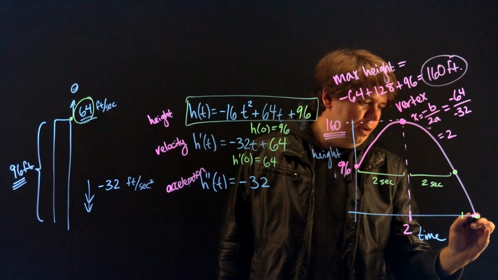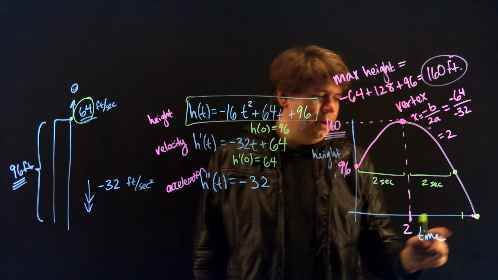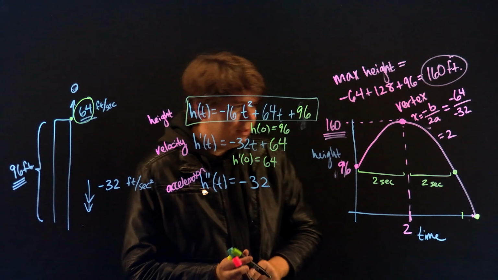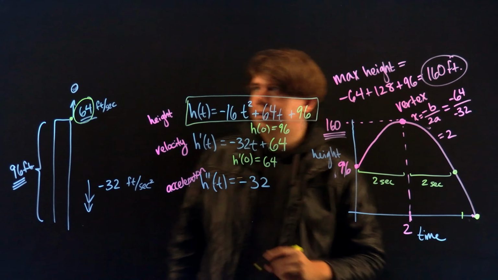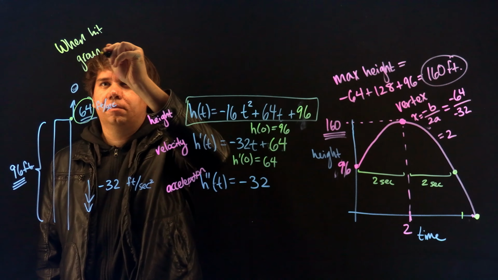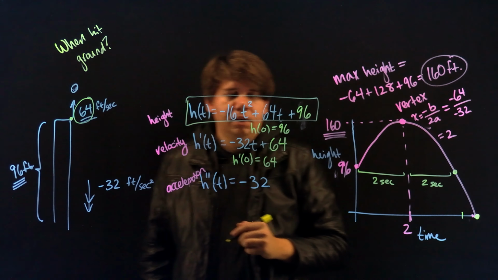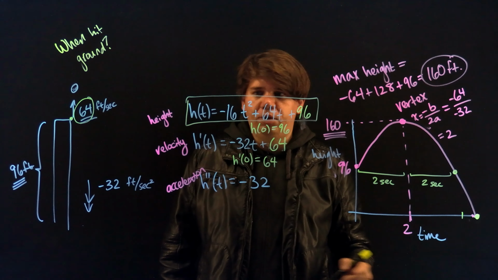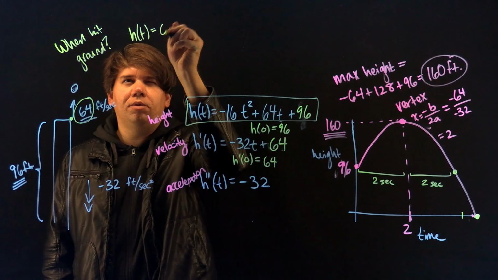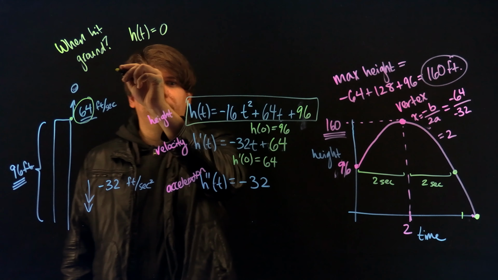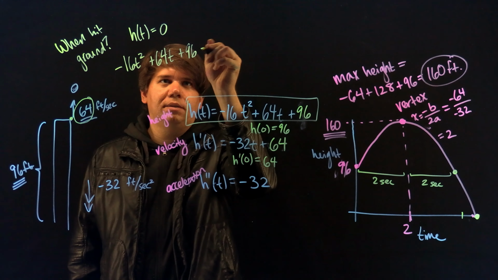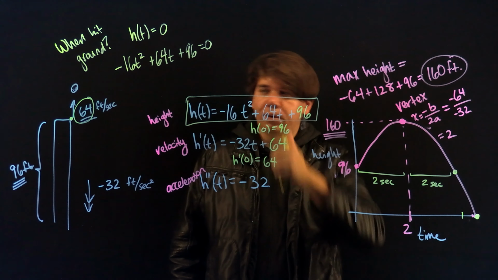I want to figure out how long it takes for the ball to hit the ground. So how do we solve that problem? Okay, a little bonus. Let's slip this problem in. When does the ball hit the ground? Well, to figure that out, all we have to do is solve when the height is equal to 0. We just solve when this height function is equal to 0. So that's just solving a quadratic. Negative 16t squared plus 64t plus 96. We're just solving when is that equal to 0.